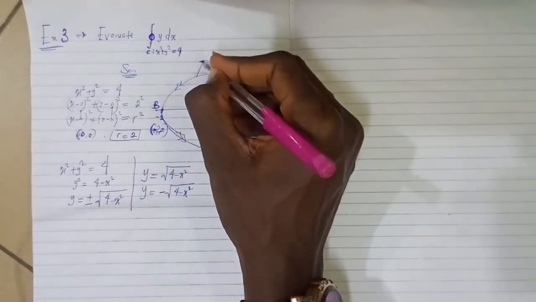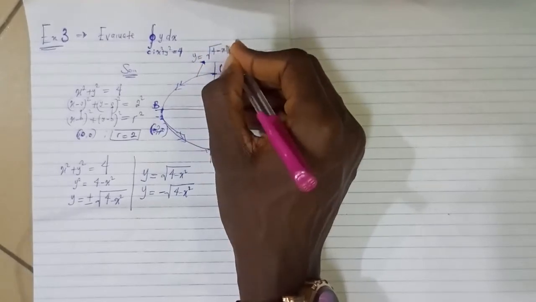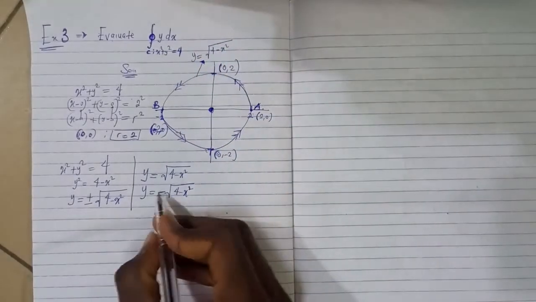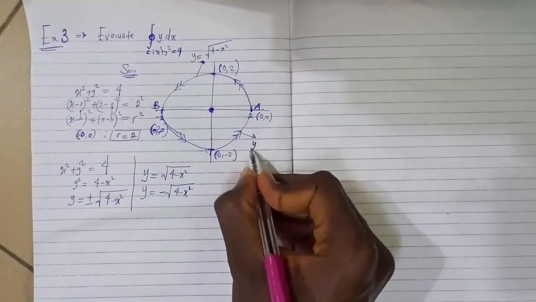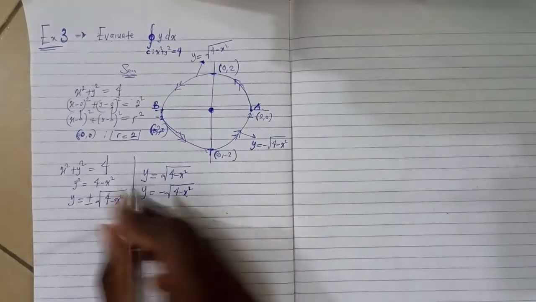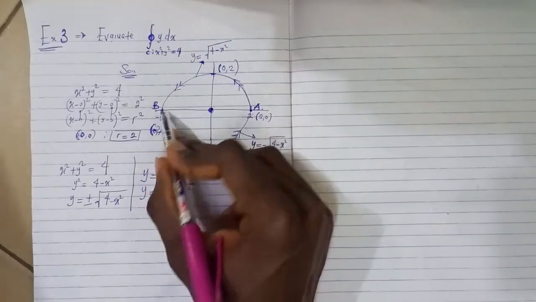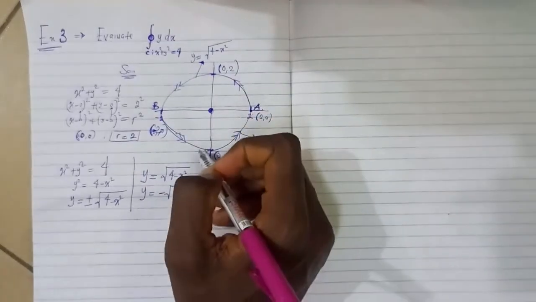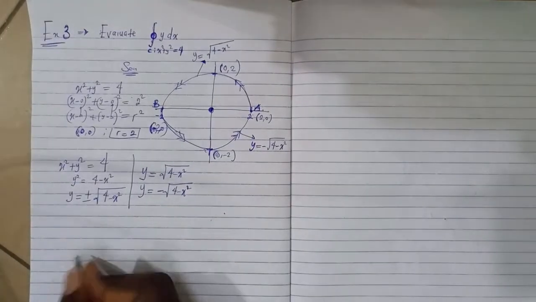So for this upper part, that's the positive part all through, we have the equation y equals the square root of 4 minus x squared. And at the same time, for the lower part here, the equation of this curve should be minus the square root of 4 minus x squared. So we have two different parts. That is, part A goes to B and B goes to A. Now how can we simplify this? Let's try to break this down.